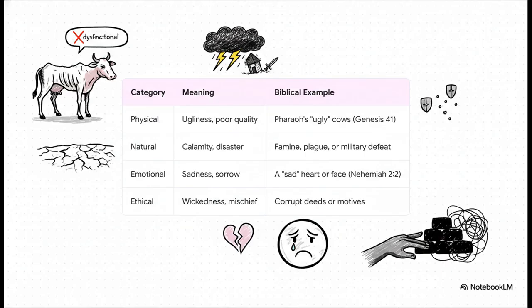It can describe physical ugliness, like the skinny, unhealthy cows in Pharaoh's dream. They weren't immoral, they were dysfunctional. They signaled a coming famine. It can be a natural disaster, like a plague. That's a calamity. It can even be an emotion, like when Nehemiah had a sad face. And yeah, of course, it can also describe what we would call moral evil, wicked actions. But that's just one small piece of a much bigger puzzle.